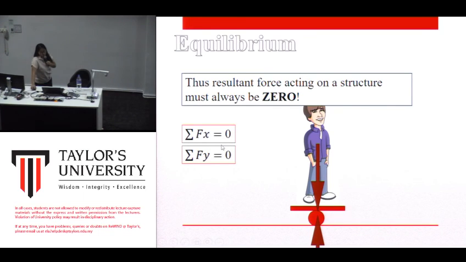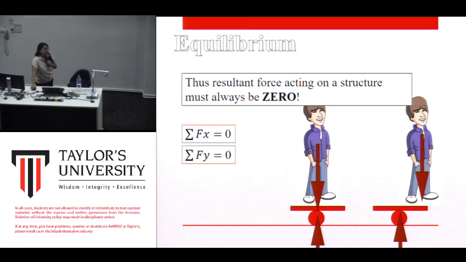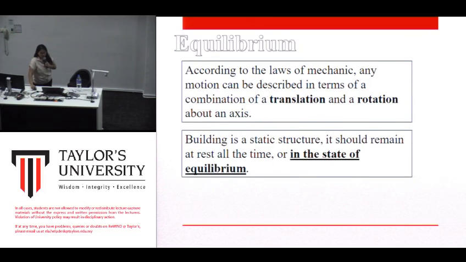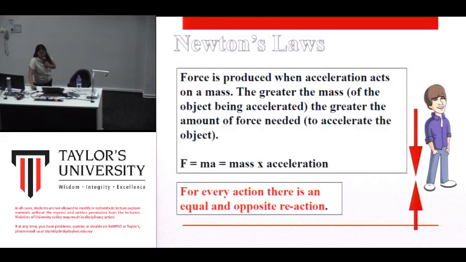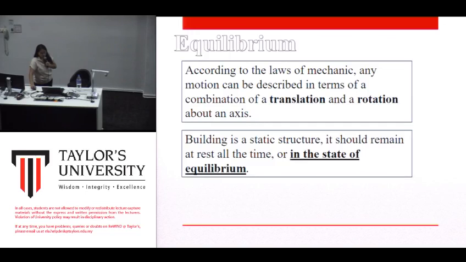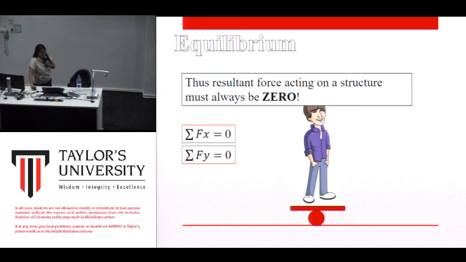So next one is, what about this? The summation of force in x direction is 0. The summation of force in y direction is also 0. But would this person stay stable? Would he be stable? Why? Isn't it that for equilibrium, summation of force must be equal to 0? Right? Earlier on our slide says it should remain at rest in the state of equilibrium. So everything must be 0. Thus the resultant force acting on the structure must always be 0.